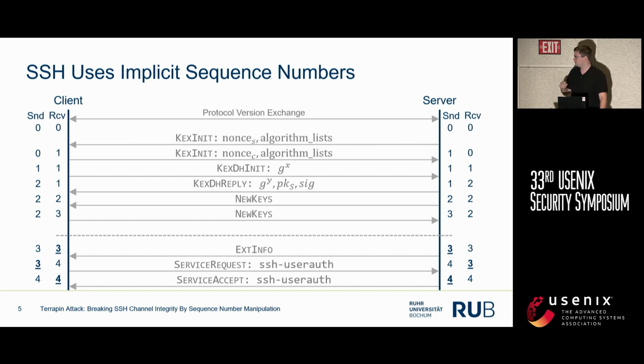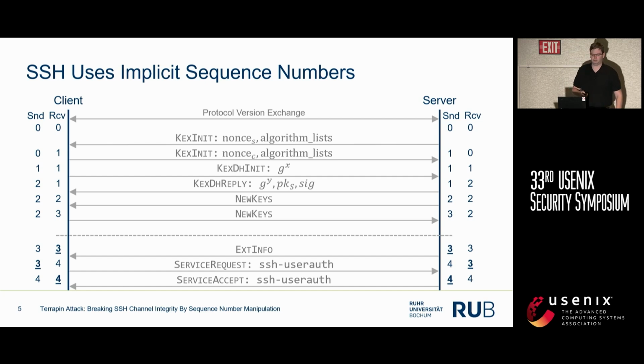Now, you might notice that there are some sequence numbers which are highlighted in bold underline. Those are the sequence numbers that are actually authenticated by the client or the server using a MAC, which is computed as part of the message. So as long as the sequence numbers that are highlighted in bold underline match, the connection can continue no matter what.